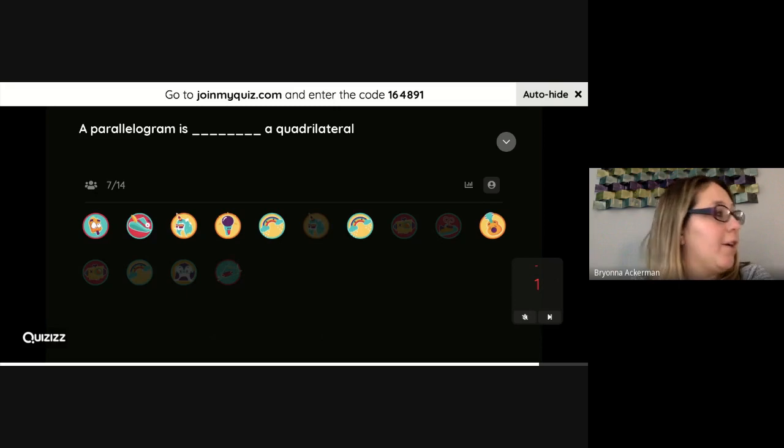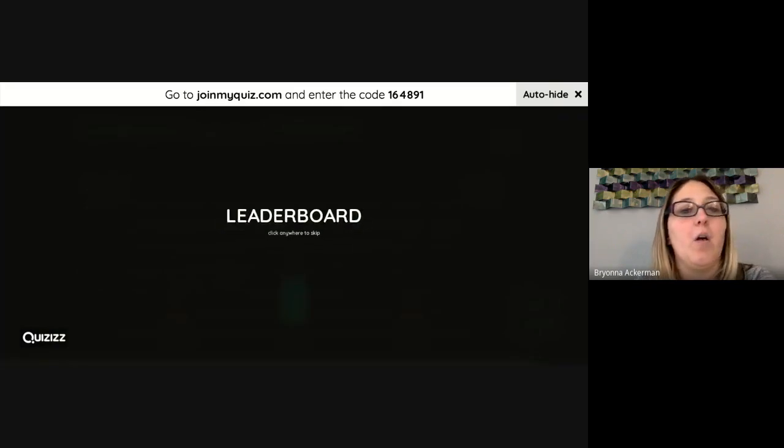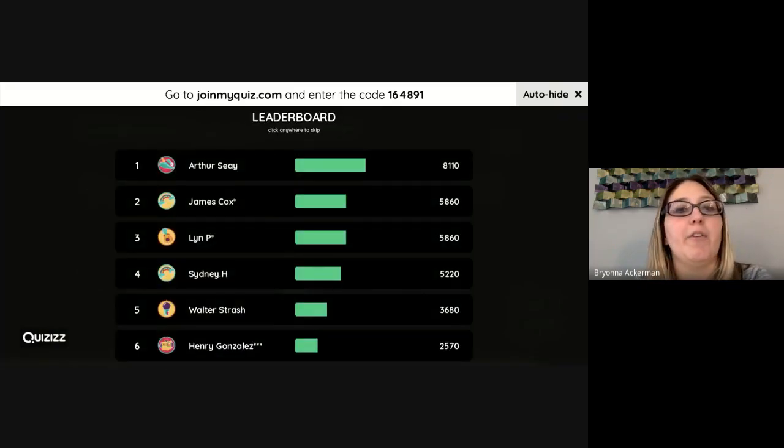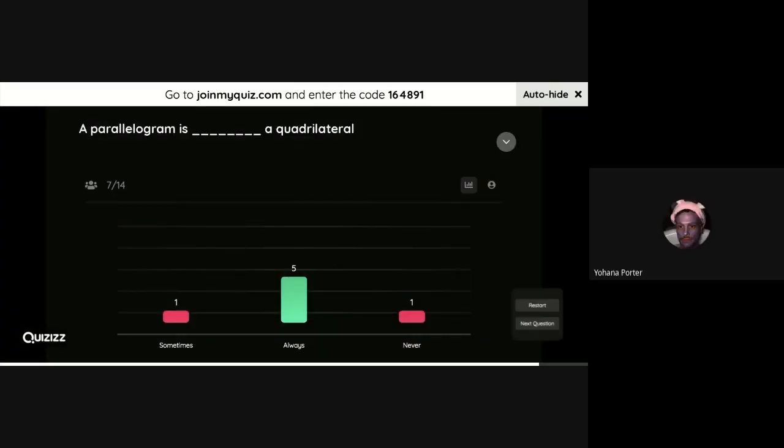So a quadrilateral is a four-sided polygon. So the question is a parallelogram always, sometimes, or never a quadrilateral? And the answer is always, because if you think about our tree diagram, everything we're talking about is a quadrilateral. So all of the shapes we're learning about have four sides.